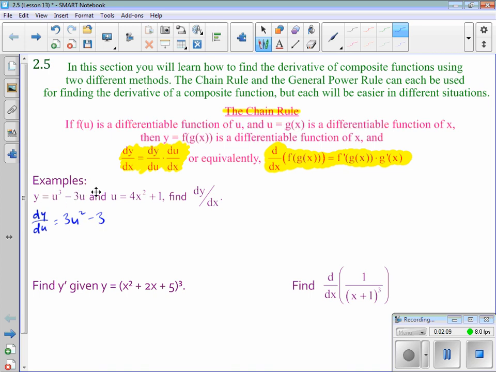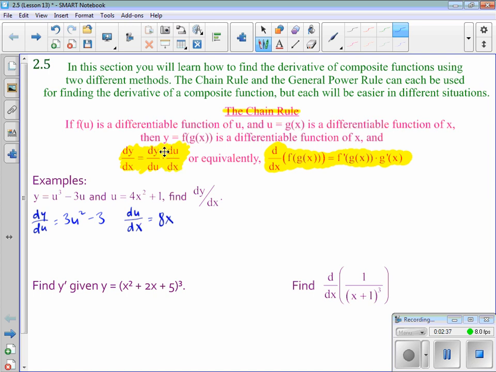Okay. And then what else do I need here? du dx, so let's find that. So it'd just be 8x, right? Okay, so any questions on what I did there? So that was just finding dy du and finding du dx. Does that make sense to everyone?